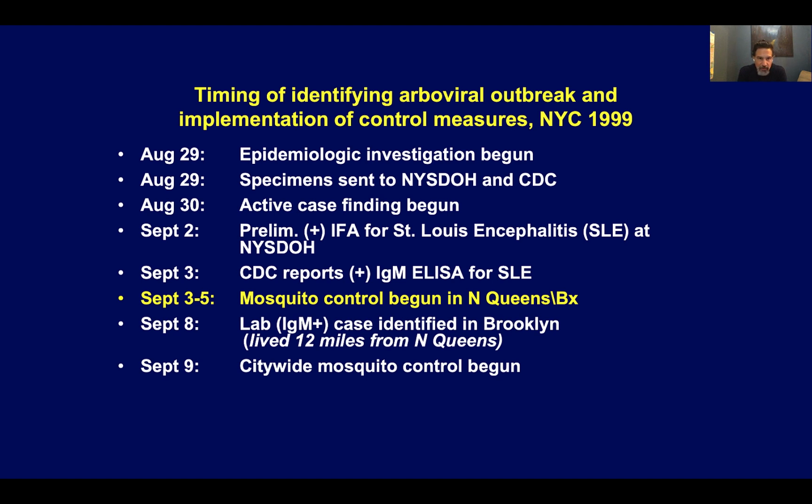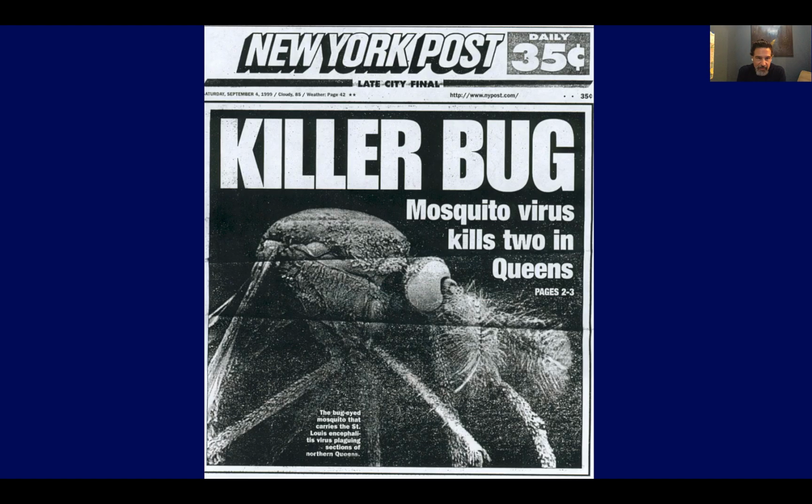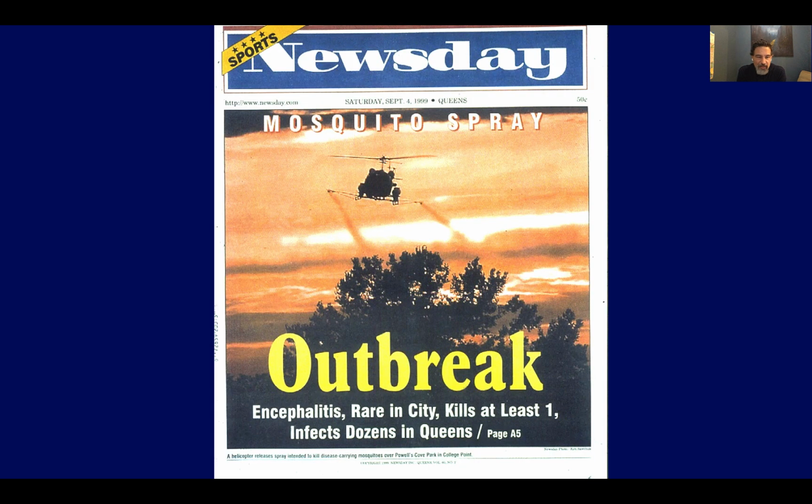Mosquito control was begun right away in northern Queens and the Bronx, and this created a big stir. First, just the identification of a mosquito-borne viral outbreak in New York City was big news. And also a lot of attention to the response of spraying pesticide around the city really caused a media frenzy.